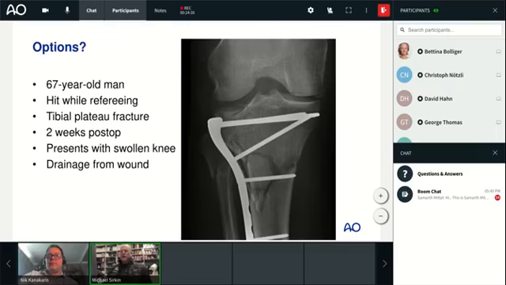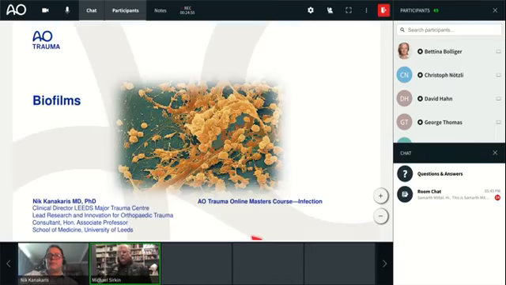So again, our treatment options, I'll ask the faculty who will have something to say to come on. 67-year-old hit while refereeing, tibial plateau fracture, 2 weeks post-op, presents with a swollen knee and drainage from the wound. So at this point, before we can really talk much about treatment, we have to know about what the body does. We'll start with some biofilms, and I'll bring up Nick Karachalios from the University of Leeds to discuss this as well. Thank you very much, Michael.